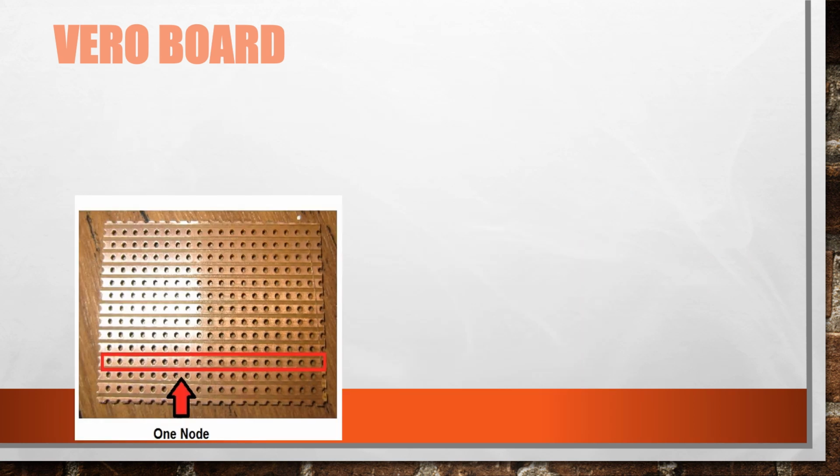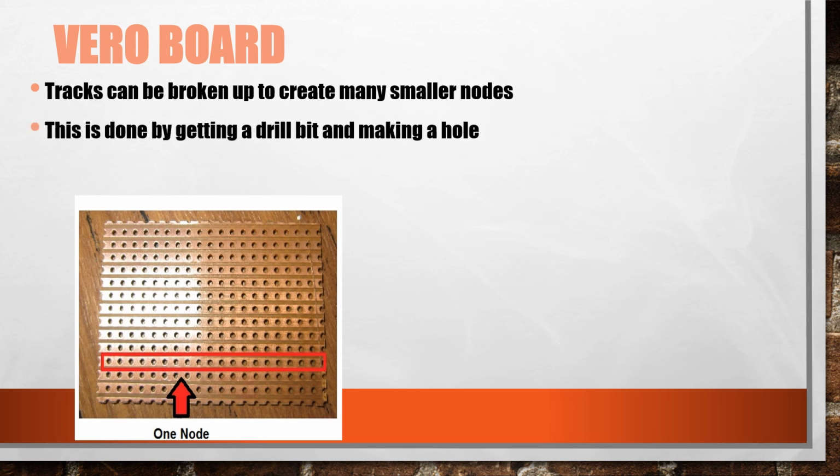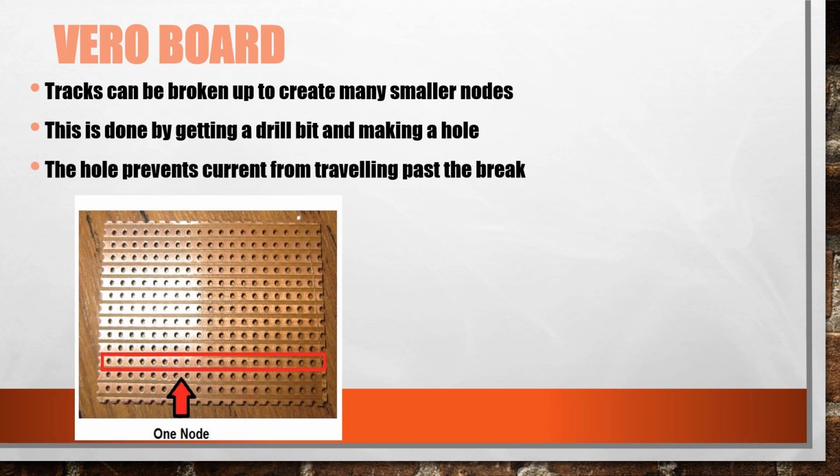Copper tracks can be broken up to create many smaller nodes. This is done by getting a drill bit and making a hole in the track. The holes prevent current from traveling past the break. It means you can break these nodes into smaller nodes.